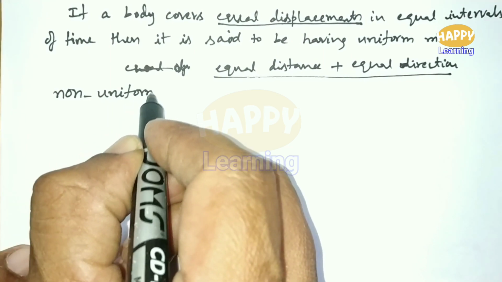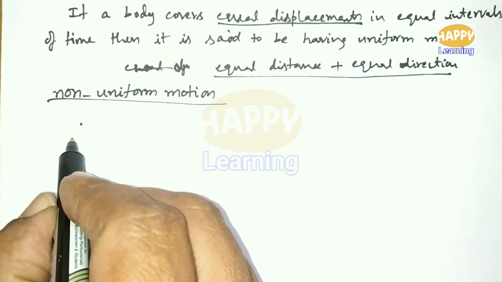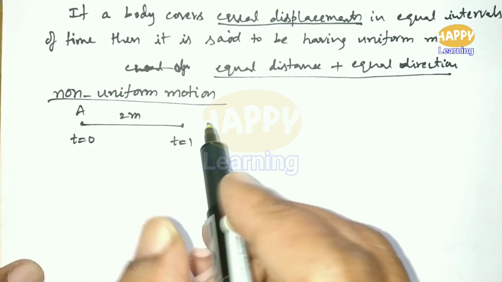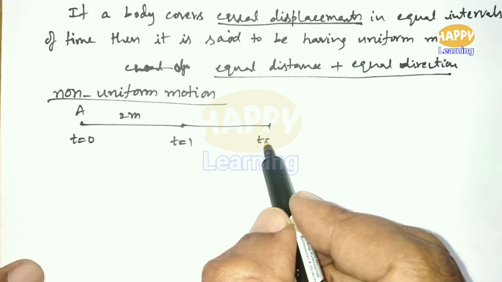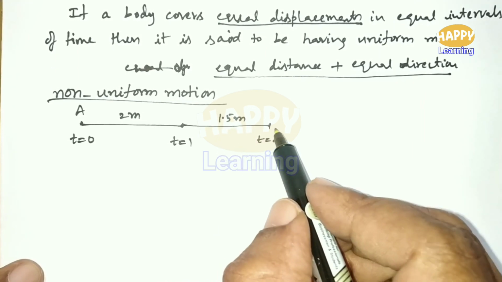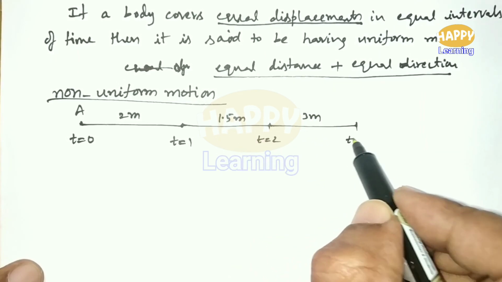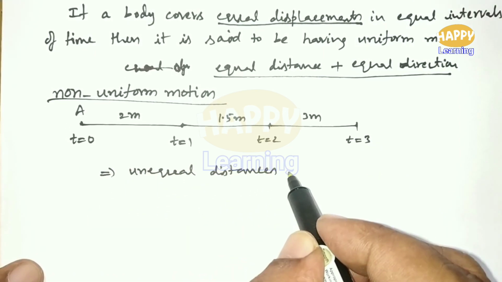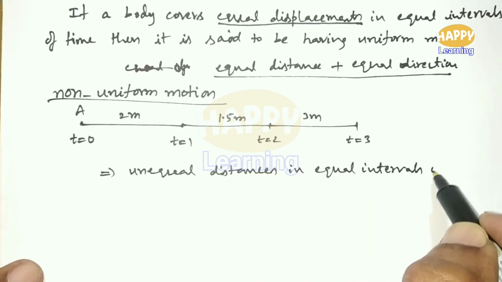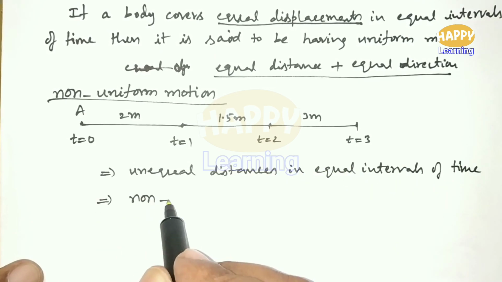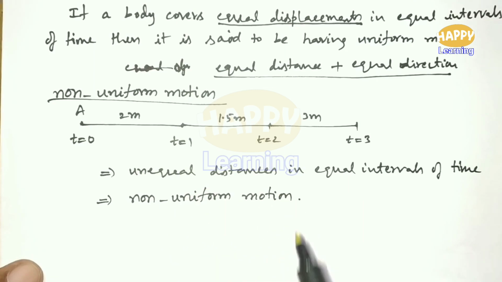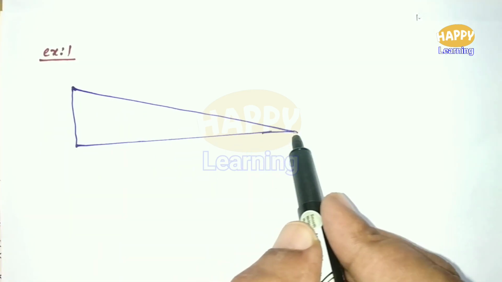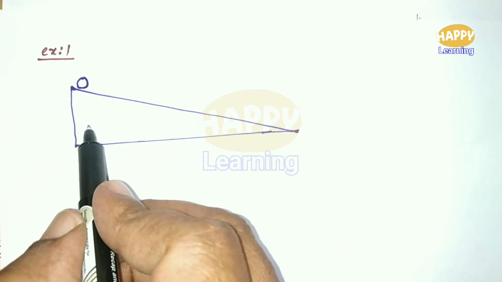Next one is non-uniform motion. Suppose a body has started from this point A, he covers 2 meters in 1 second, then he covers 1.5 meters in the next second, he covers 3 meters in the next second. This implies unequal distances in equal intervals of time, this implies non-uniform motion.